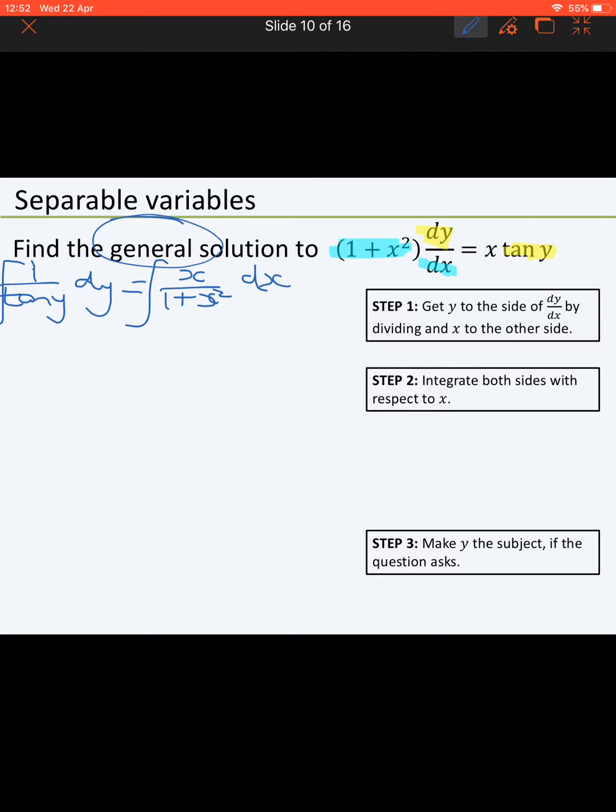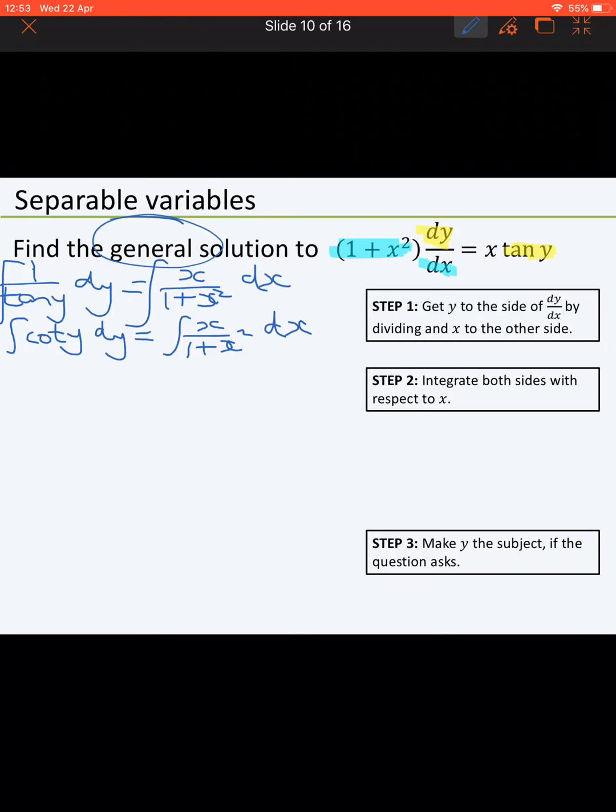Okay, so this is where it gets a bit more tricky with these questions. 1 over tan y, the reciprocal of tan y, I can write as cot y. Okay, and then I'm just going to keep the right hand side as it is. You've got to be very careful that you don't choose to integrate one side but not the other. So if you're integrating the left, you have to integrate the right at the same point. So because I didn't want to do anything on the right hand side, I just had to write it out as it was before.